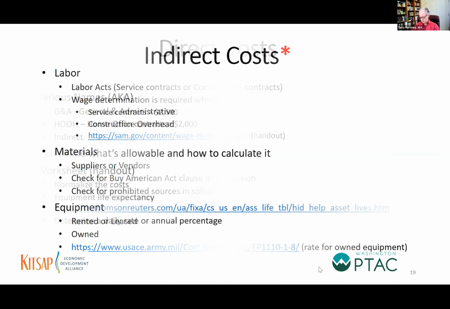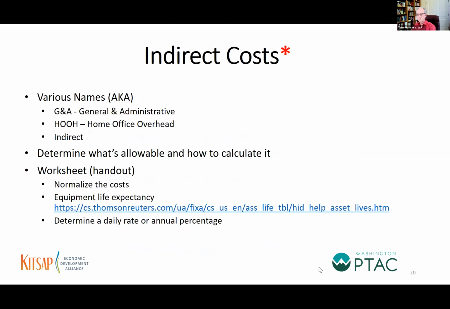All right, ready to move on to the next page. Any questions on the direct costs: labor, materials, or equipment?